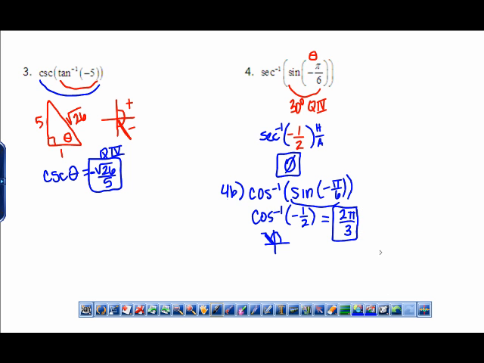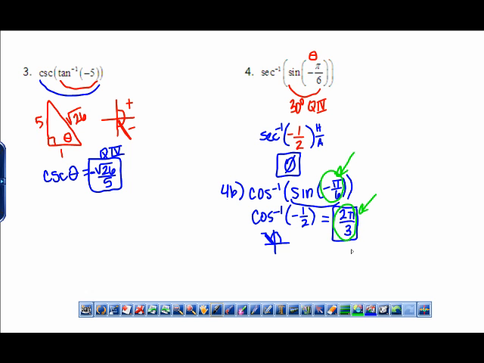Let me use a different color here. You start off with an angle. You take a trig function of that angle, and you get a ratio. And then you take an inverse trig function of that ratio, and you get another angle. So just like how before, on 1, 2, and 3, you started off with a ratio on the very inner part of the composition trig function, you ended up with another ratio. These problems, you start off with an angle, and you end up with an angle.